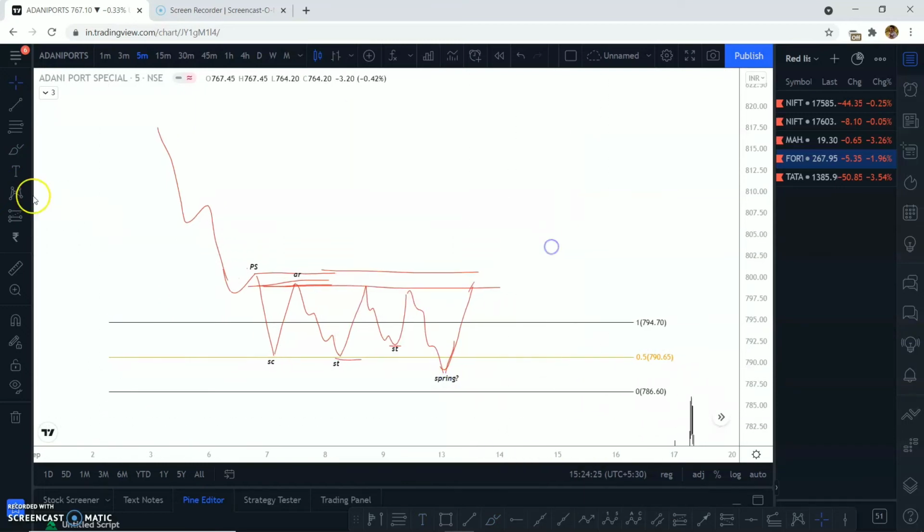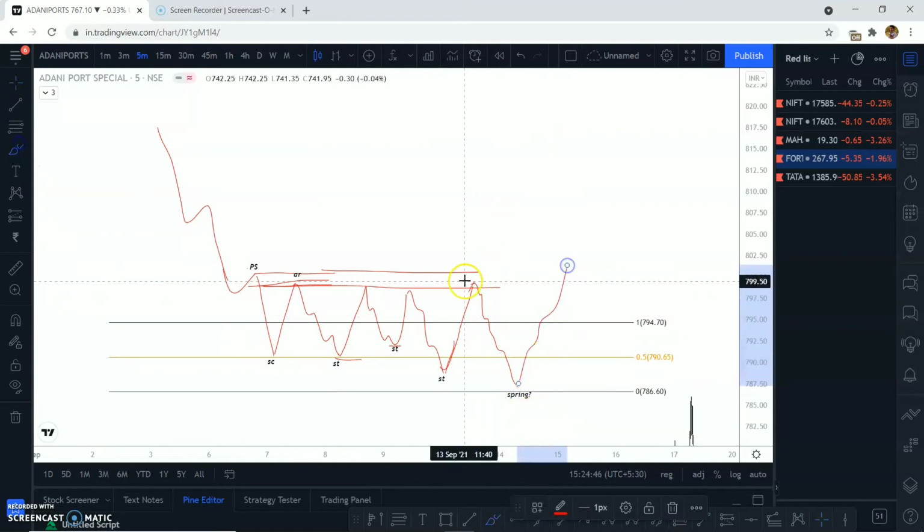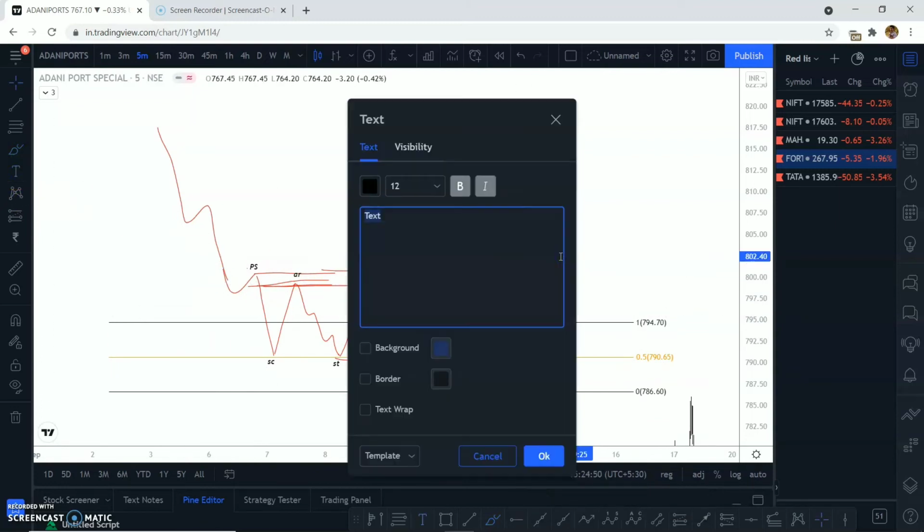It's not a confirmation. Now what the price could do next is come back lower, hunt this again. So now you know that this could be your spring and this could be your ST now. This is very important, guys, to understand. And then the price breaks above this origin supply, this area, and this is your SOS.